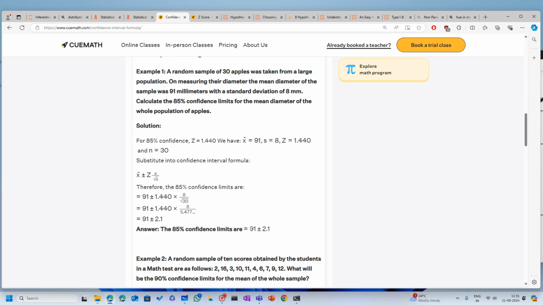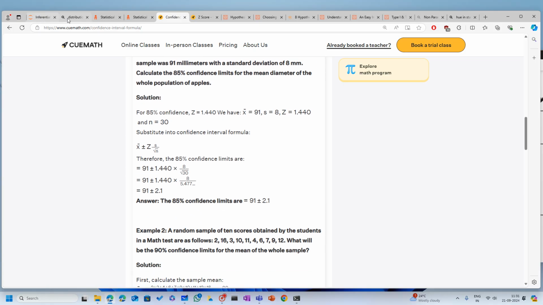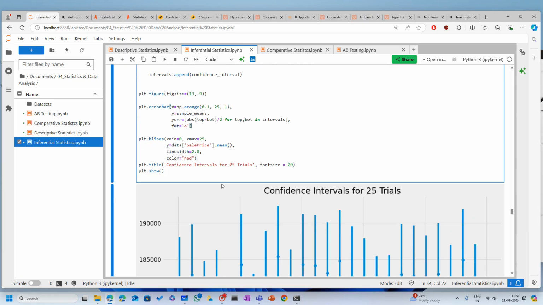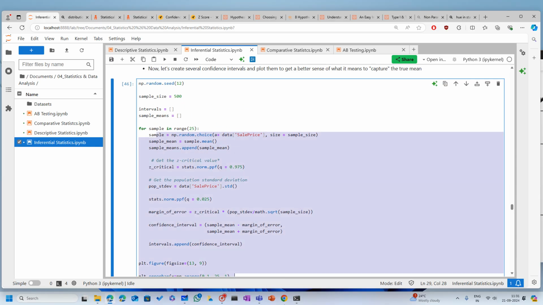You can say that for my value of 91, whatever mean you have taken, there is an 85% confidence interval that the mean differs by 2.1. The mean of the diameter of the apple differs by 2.1, with 85% confidence interval, so that way you can infer it. But again, we will see the working example. So you don't worry about all these mathematics.